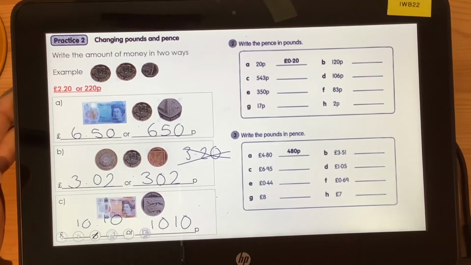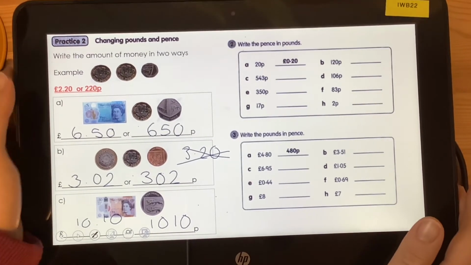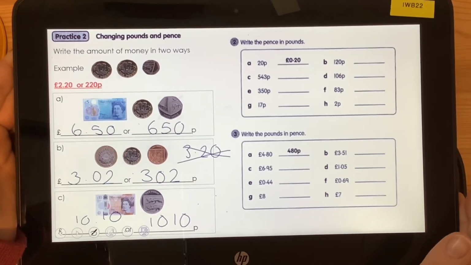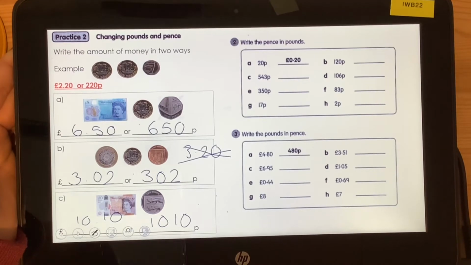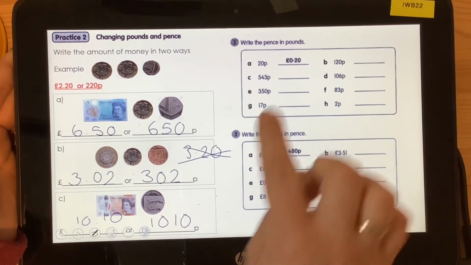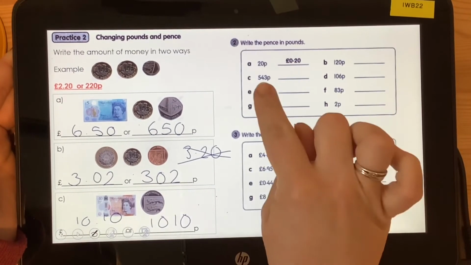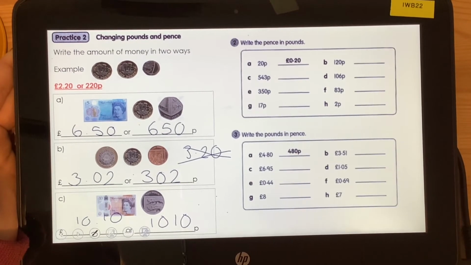Then we're going to look at question 2. So this time I have to write the pence in pounds. So with the example 1, there were 20 pence. So that is not over 100. That's not £1. It's just £0 and 20 pence. But now I've got 543.